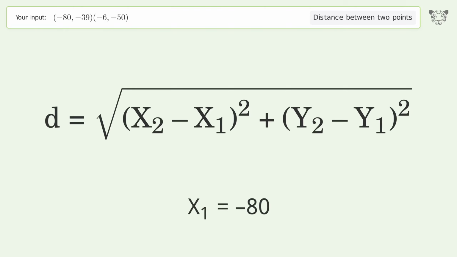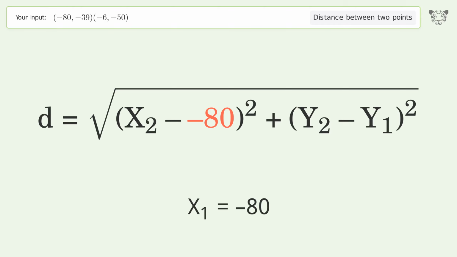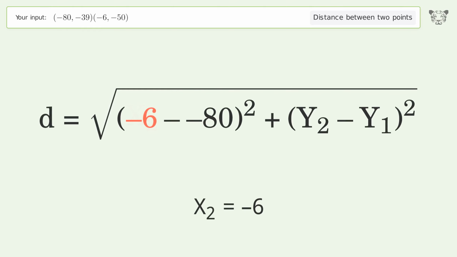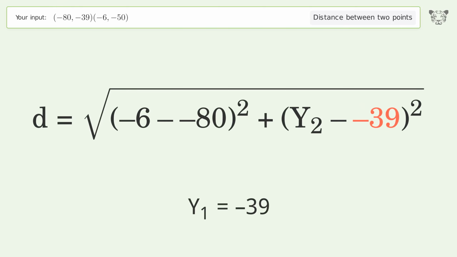x1 equals -80. x2 equals -6. y1 equals -39. y2 equals -50.